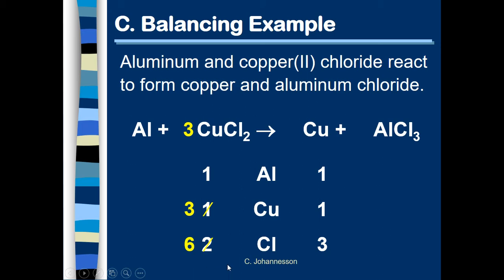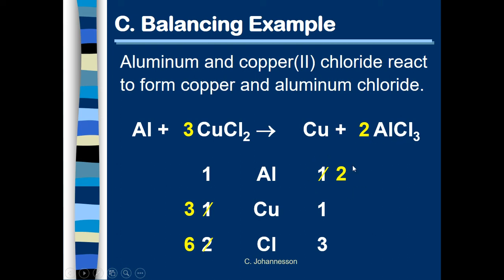Okay, now I'm trying to make this 6. The way I would make this one 6 is by putting a 2 right there, because 2 times 3 is 6, and that makes these two equal. And then 2 times 1 is 2 for the aluminum.